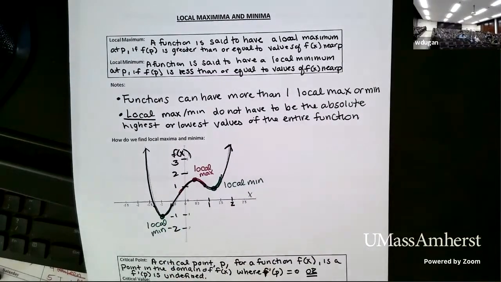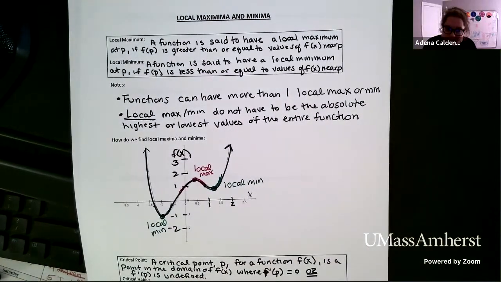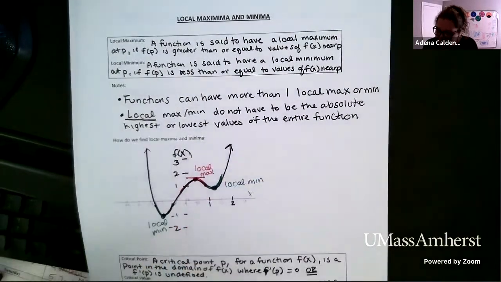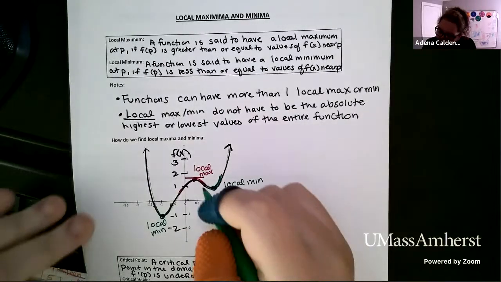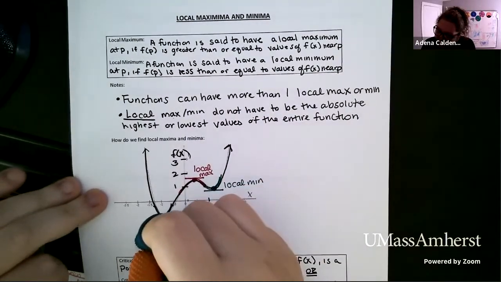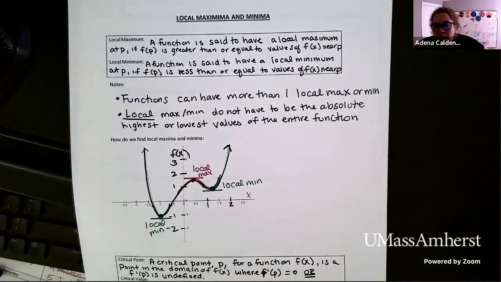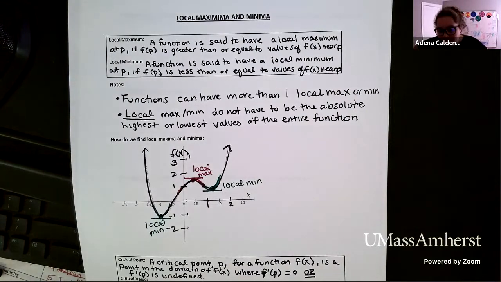So notice that we have 2 local minimums here and 1 local maximum. The other thing I want to point out is if we consider the tangent lines at these points, they have something in common, right? At each of these points, we have a tangent line that's horizontal. So what that tells us is that the slope of the line is 0 at these particular points.